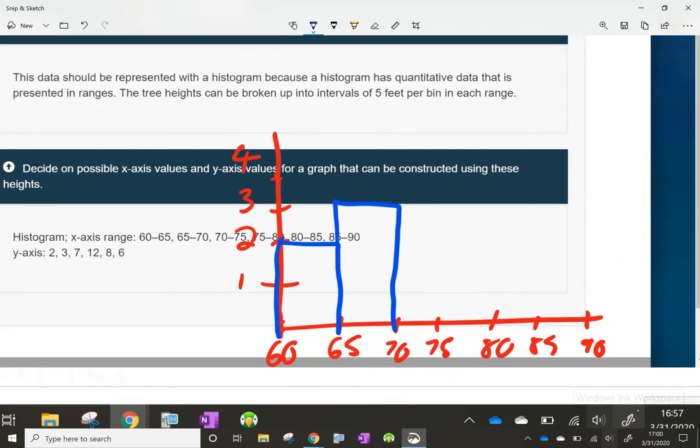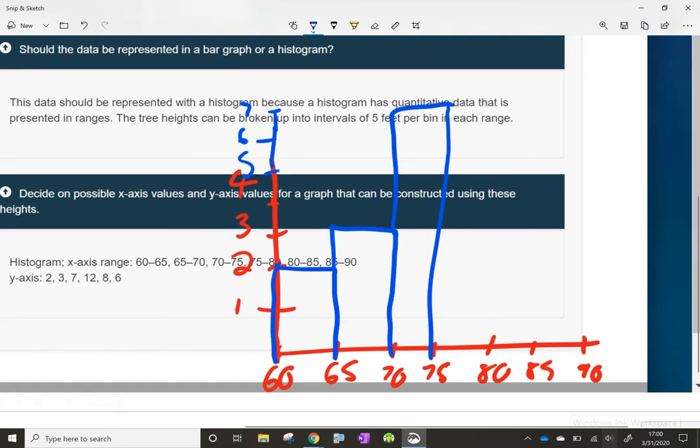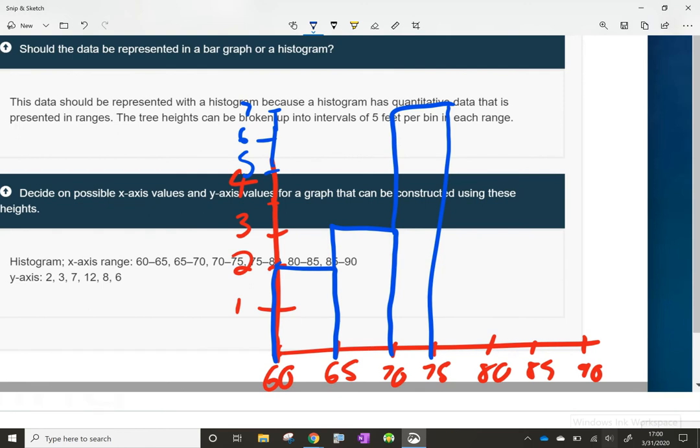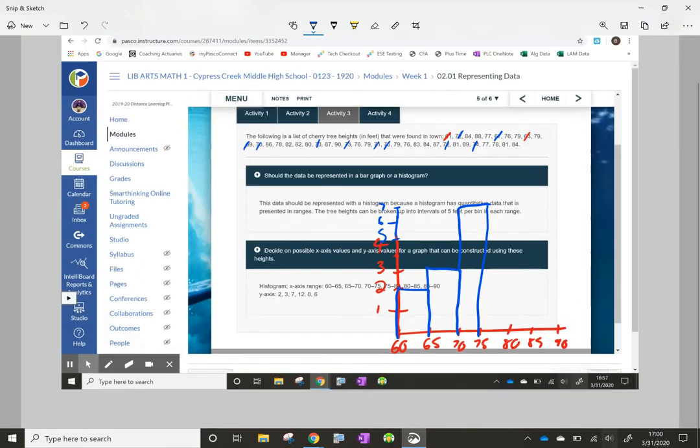So I'd have to go all the way up to 7. I'll have to make more here. 5, 6, 7, right? And make a bar that goes all the way up to 7 for that range between 70 and 75. You get the idea, right? You then count how many between 76 and 80, and you need to make that bar there, however many people that is. You get the idea.